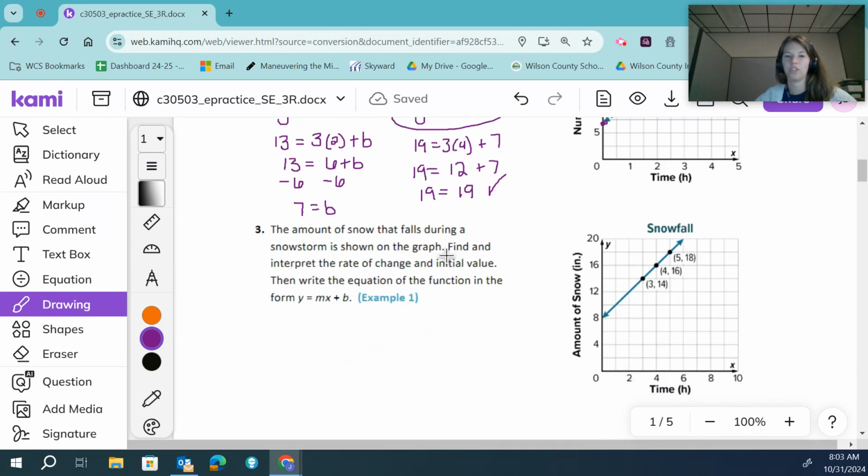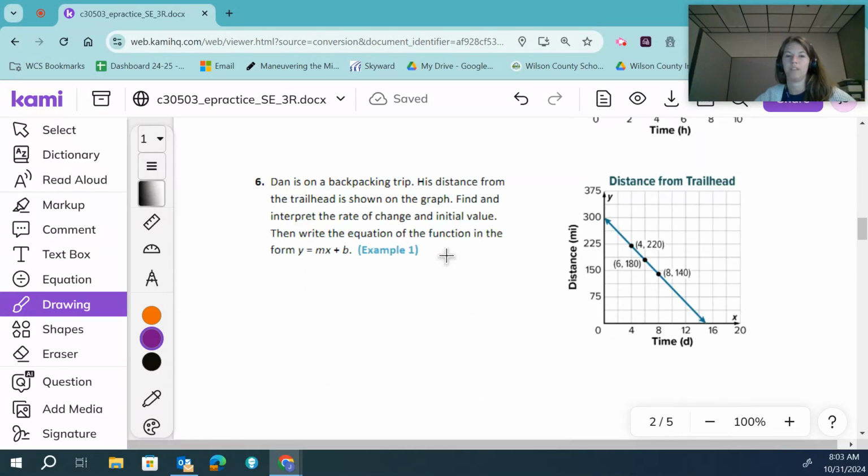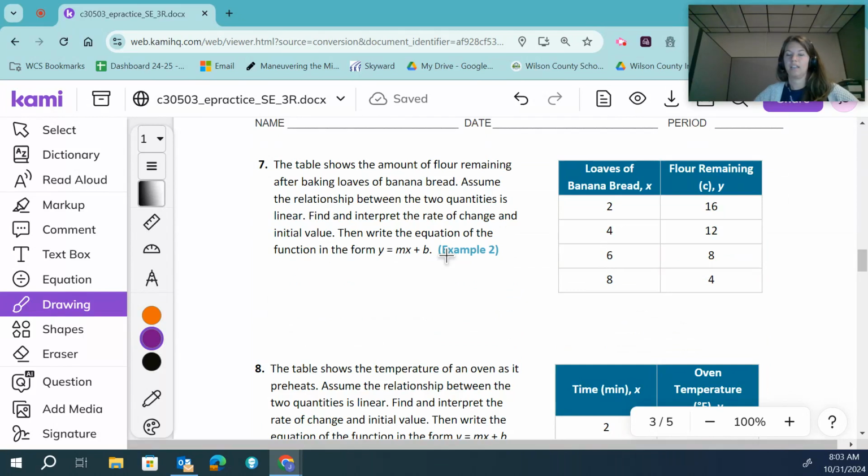Here's another one for you to try if you would like, and a couple more if you would like to try those. Let's take a look at number 7 here. Okay, these are tables. We're going to do the same thing. We're going to find the rate of change and the initial value.